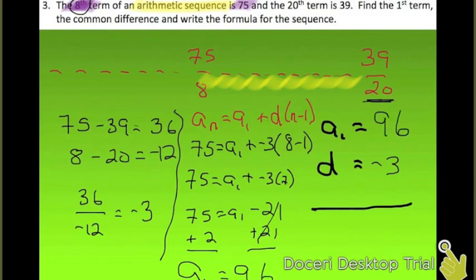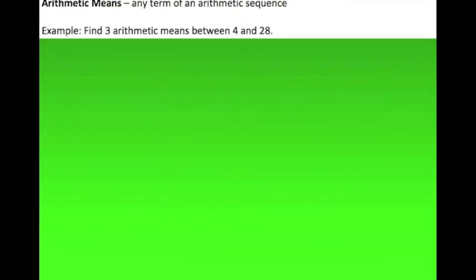From there, it's just a matter of plugging into the formula. So we're going to have a sub n equals our first term, 96, you can actually just do minus 3 times n minus 1. And that is your whole formula. I know that's a little tricky. We will work on it a little more as we go.